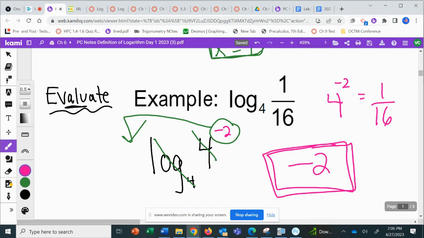So far, every single time we've seen a final answer, it's been an exponent.